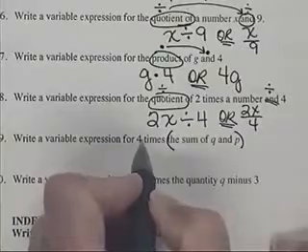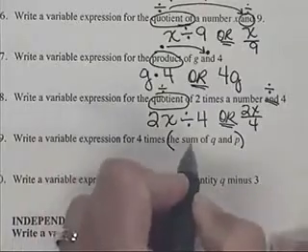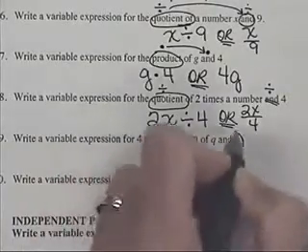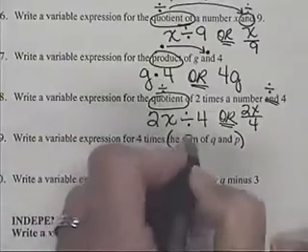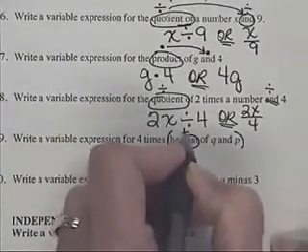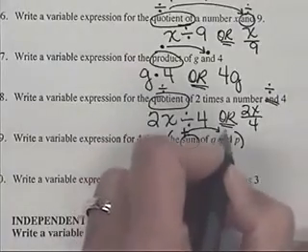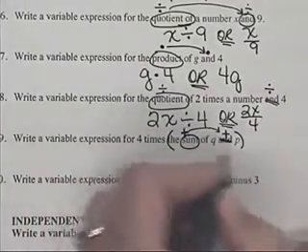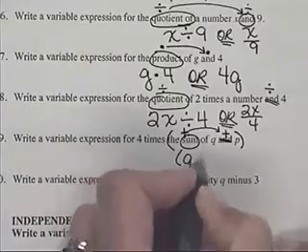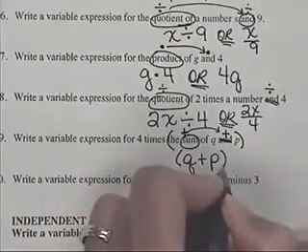So this says I'm going to multiply 4 times what? A sum. So the sum has to be in parentheses. Now what does sum mean? Sum means addition. And I'm looking for the word and. It's right here. That's where the plus goes. So inside the parentheses, I'm going to have Q plus P.